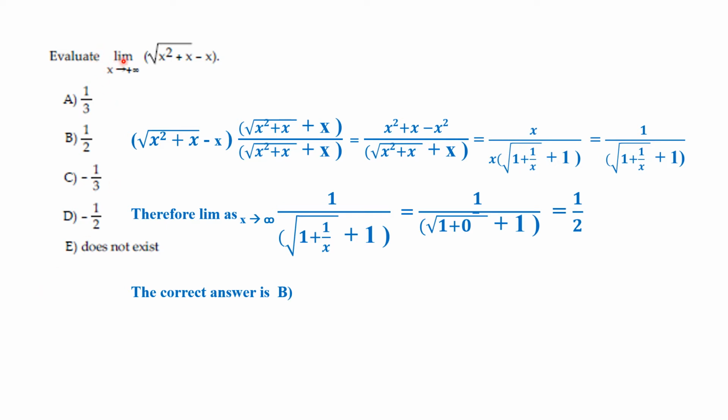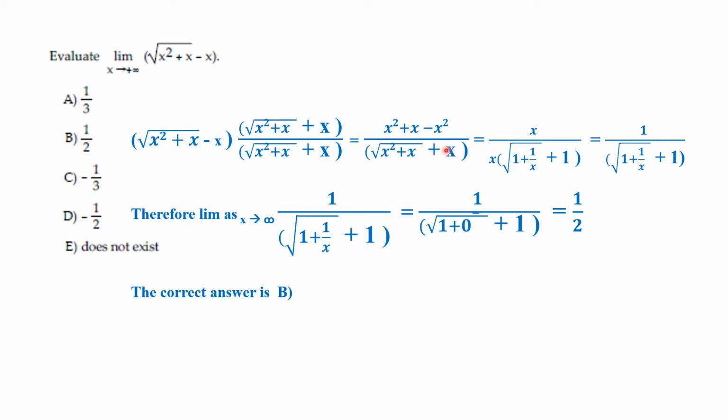Evaluate limit as x approaches plus infinity of the square root of x squared plus x minus x. This type of function we have to use the conjugate, and if we do so, then we will have this bracket multiplied by the numerator, which is the conjugate. So these two will result in x squared plus x minus x squared. Denominator will remain the same, which is square root of x squared plus x.